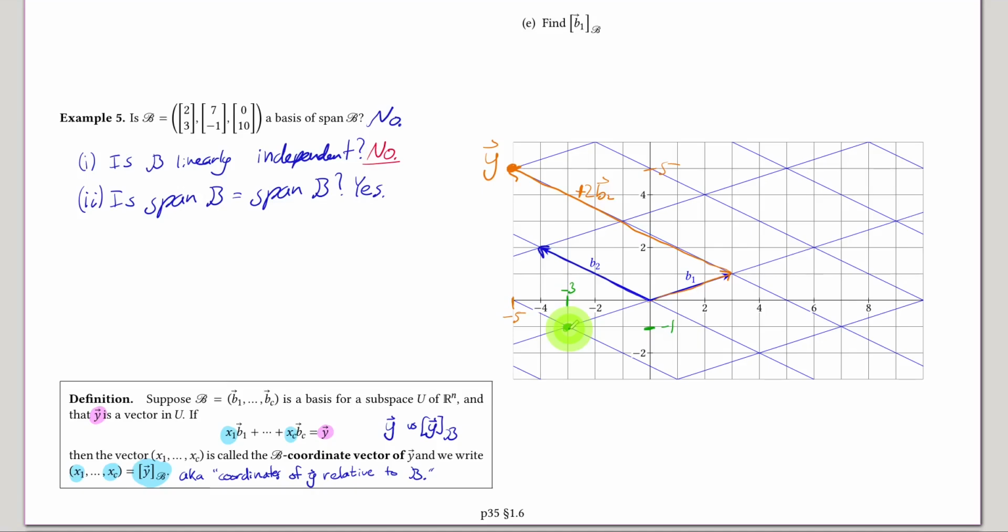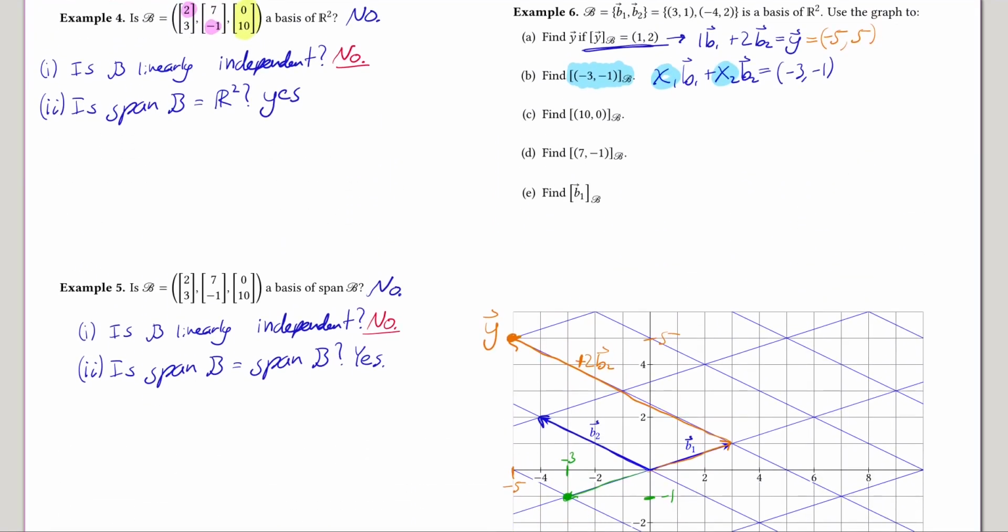So what do we do with the b basis vectors in order to get to this point? Well, it looks like you could just do negative b1, right? -1 times b1, and you'll land right there. And then 0 b2, because we don't want to go in the other direction at all. And oh yeah, that is exactly the opposite of b1, so you can see it there. So that means the coordinates of this point relative to the basis b is (-1, 0).